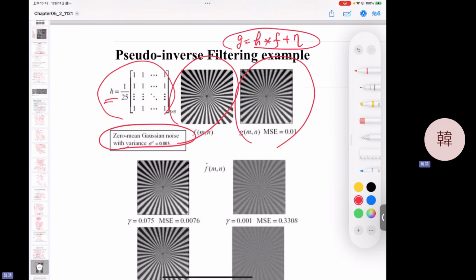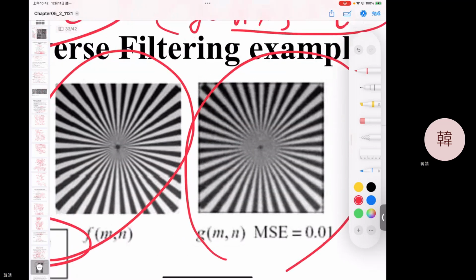Okay, so we know this one. Actually, we change it to a matrix format. It becomes G equals HF plus eta. If you use a matrix-vector form there, it's the same. Anyway, this is the image you observe. You blur with this filter, and then add the Gaussian noise with small variance. And we have a mean square error of 0.01. The mean square error is computed by comparing to your original one, taking the error, taking the square, and then taking the mean.